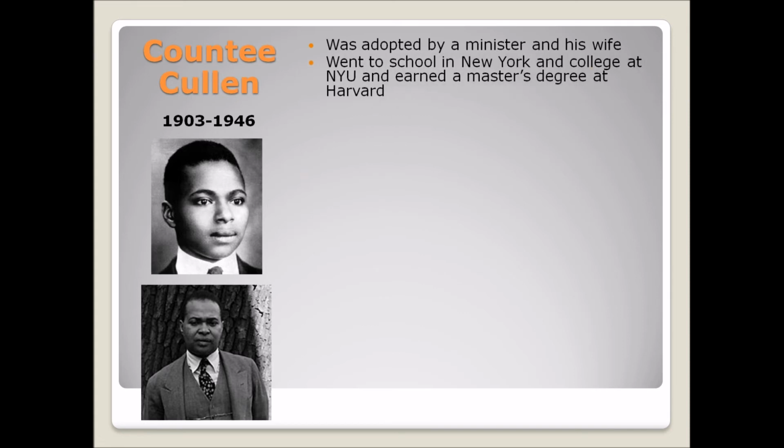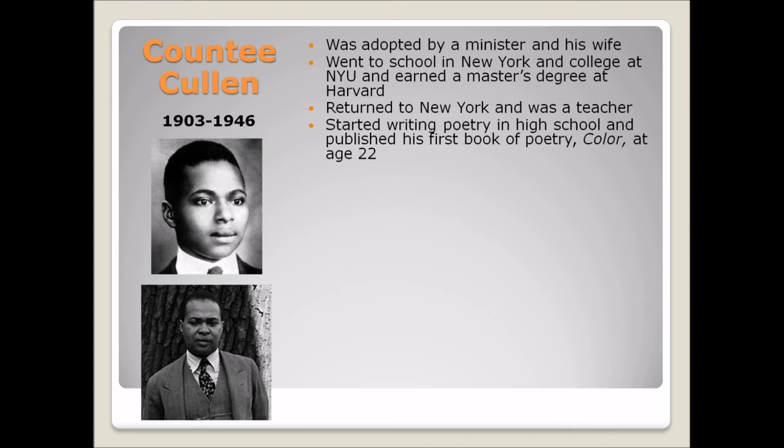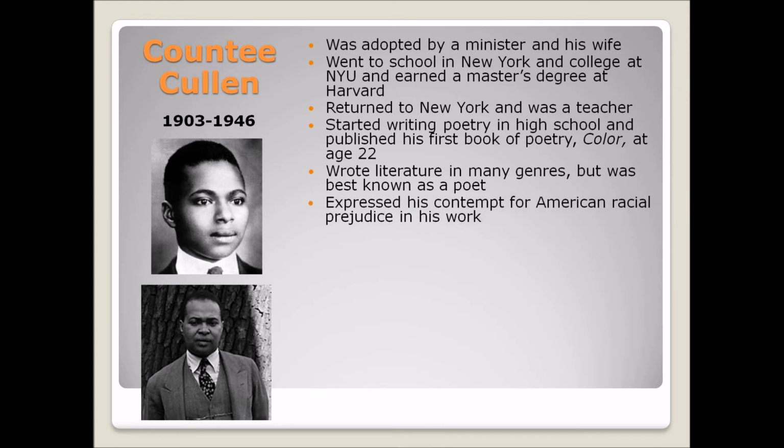Another very important writer was Countee Cullen. He was adopted by a minister and his wife. He went to school in New York, he graduated from NYU, and he even earned a master's degree at Harvard. He then returned to New York and became a teacher. He started writing poetry in high school, and he published his first book of poetry, which was titled Color, at the age of 22. He wrote in all kinds of genres, but he was most well known as a poet.